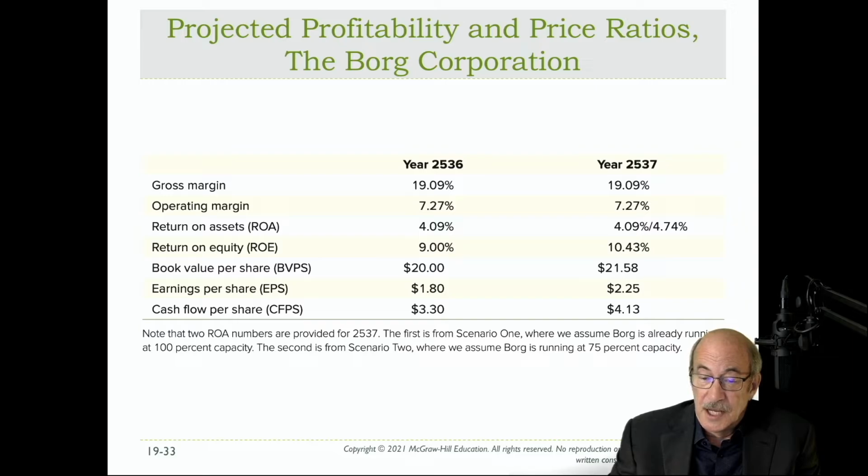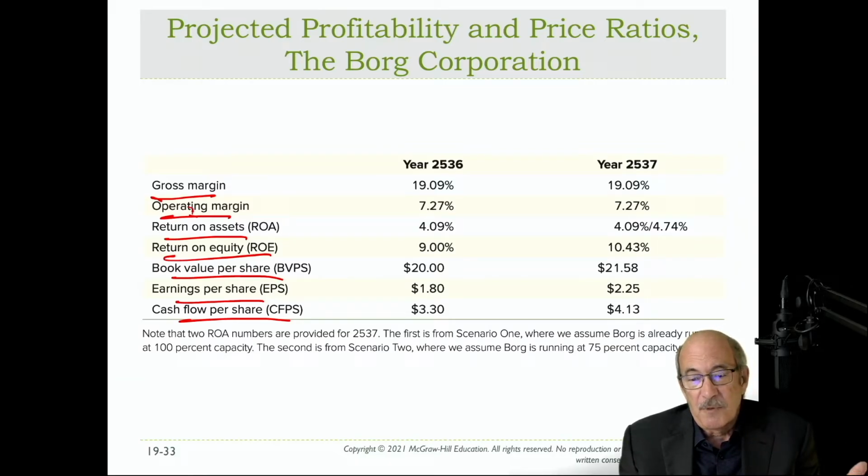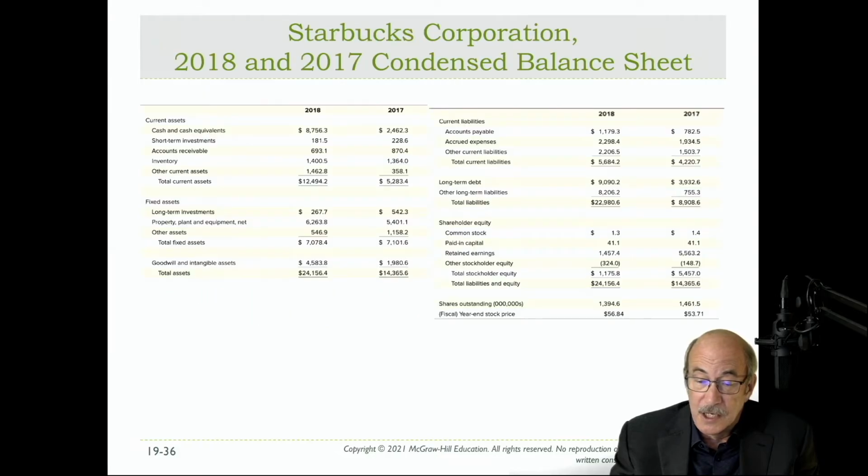Let's see. Then they also go in, they projected profitability and price ratios. So you're going to extract that out of your pro forma financial statement. So you can get your gross margin, operating margin, ROA, ROE, book value of share of equity, earnings per share, and cash flow per share. And again, that just comes out of the pro forma just as you would out of any ordinary financial statement. So that's pretty much it in a nutshell. Now, once you've got that, the next step, and I don't think I've got it in here.